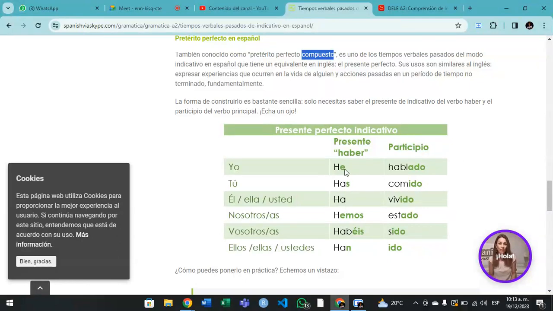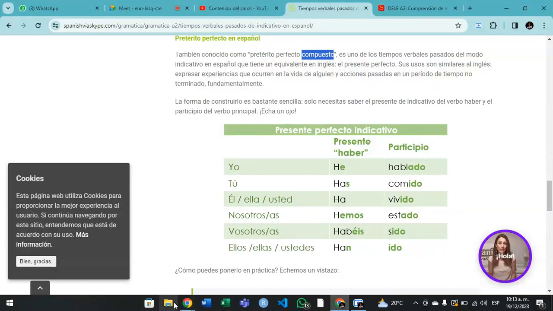For yo he, tú has, él, ella, usted ha, nosotros, nosotras hemos, ellos, ellas, ustedes han. Okay? And then we're going to make the verb the action. Like for example, in the phrase I have eaten or I have seen, with this rule, we're going to talk about that later.